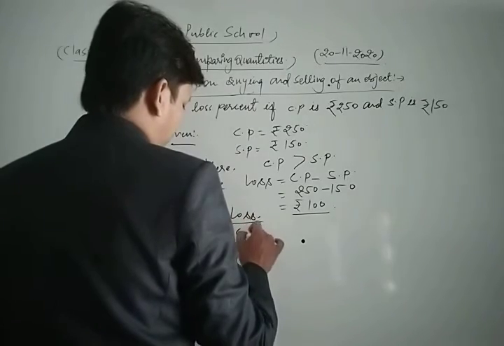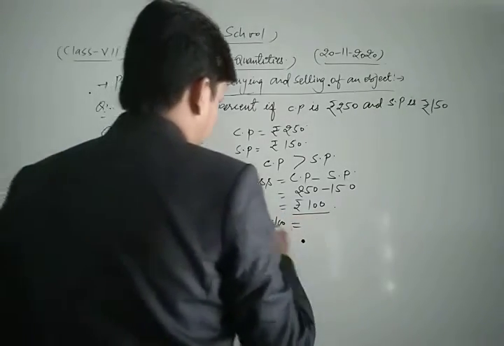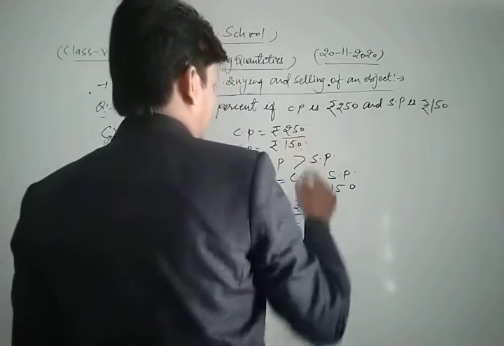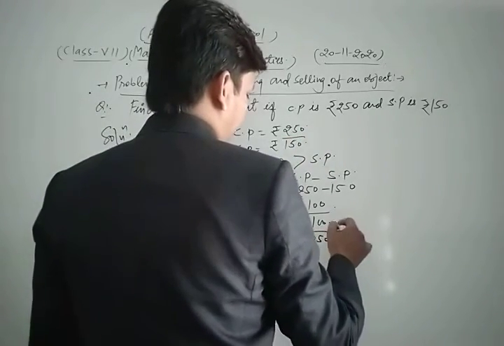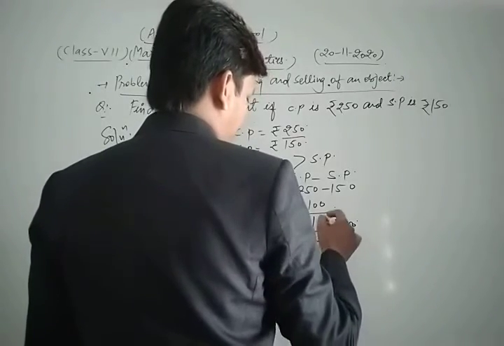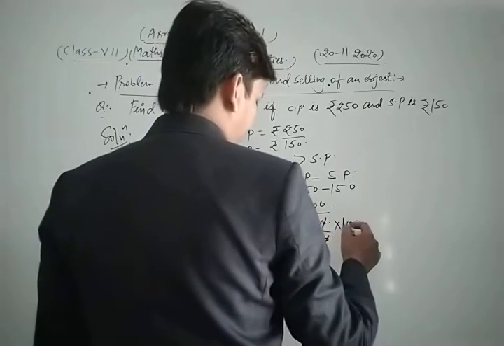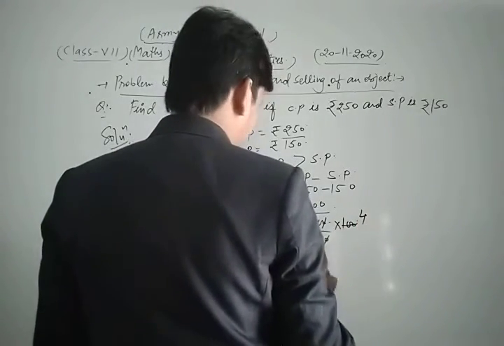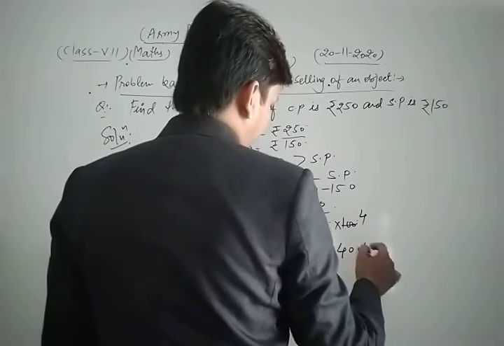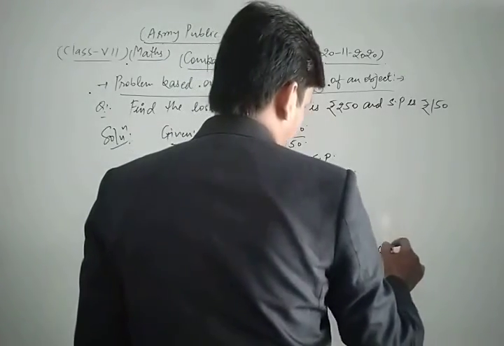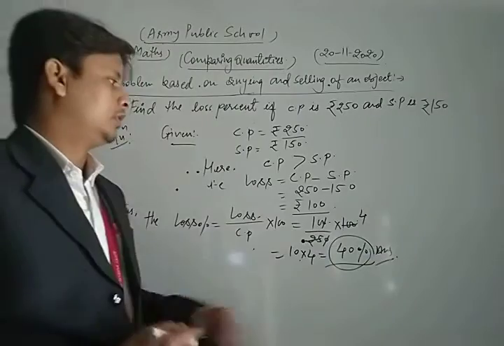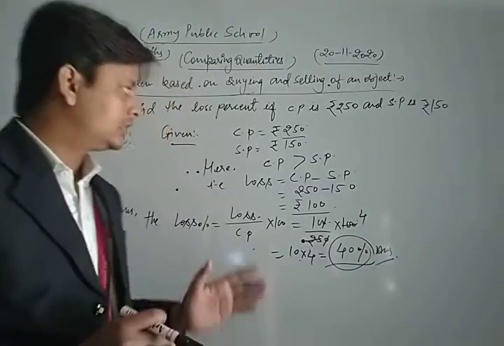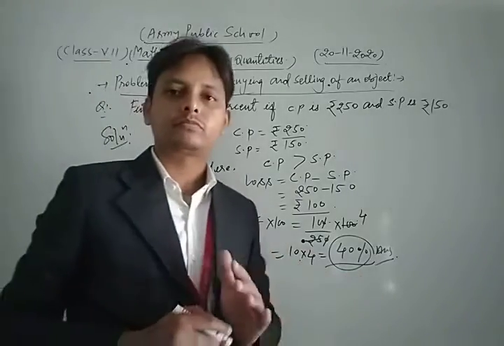Loss upon cost price into 100. So the loss is what? Rupees 100. Cost price is what? 250 into 100. So the zeros cancel each other. 25 for the 100. So 10 into 4, 10 for the 40. Thus, dear student, the required loss percent will be what? 40%. The required loss percent will be 40%.